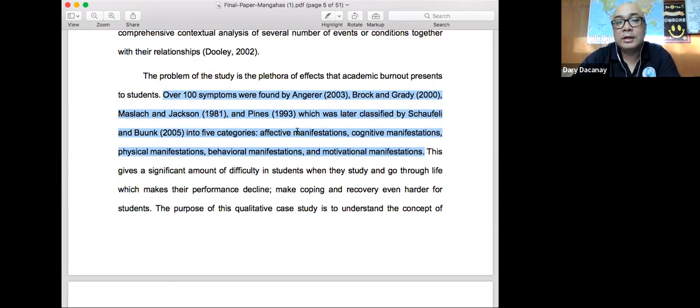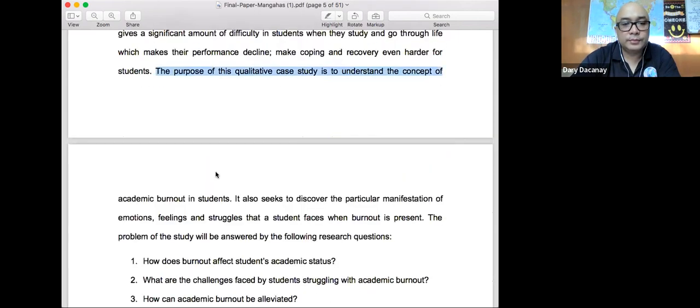Now, the third sentence is the purpose, okay? The purpose of your study. O dito, nilagay dito yung purpose niya. Okay, ito yon. I think itong this significant, this would still be part of the second sentence. The third sentence is the purpose, okay? So the purpose of this qualitative case study is to understand, ayan. Yan, the purpose of this qualitative case study is to understand the concept of academic burnout in students. It seeks to discover, blah, blah, blah. So, yung purpose, ganun rin, may tatlong purpose ka na ilalagay.